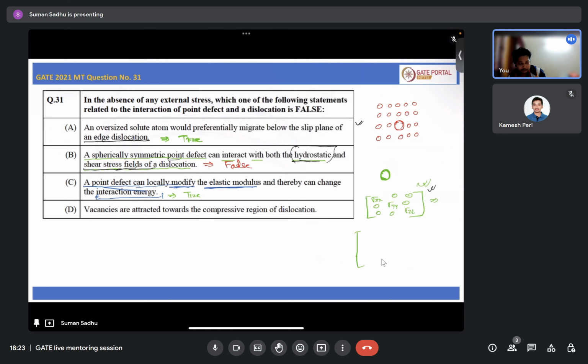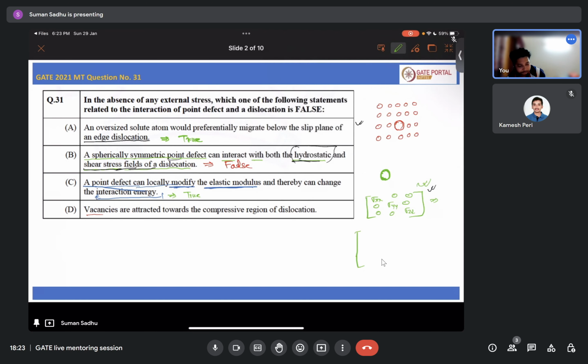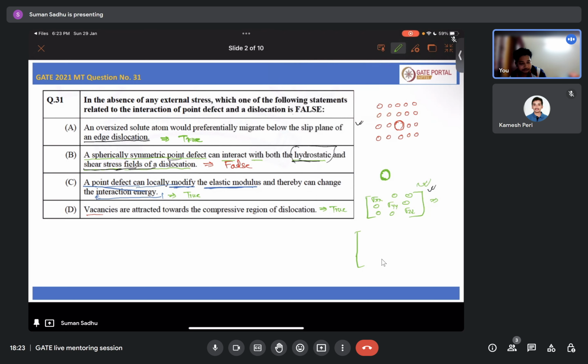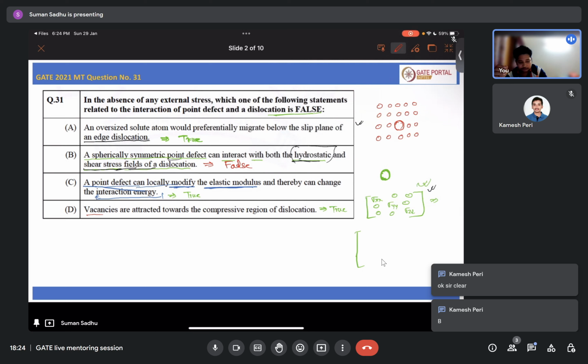Yes, so here also in option D it is mentioned that vacancies are attracted towards the compressive region of your dislocations. So that is also true. It was asked which one is false among these statements, so the correct answer is option B. Is it clear now?